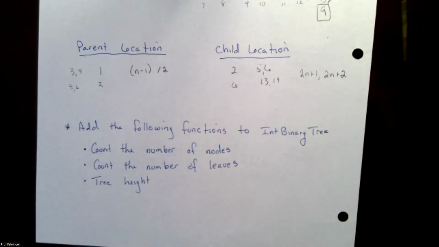What's a leaf? Isn't it like the end of the tree? Go ahead, Sophia. A node with no children, where the left and the right both equal null. Okay, so use those ideas.